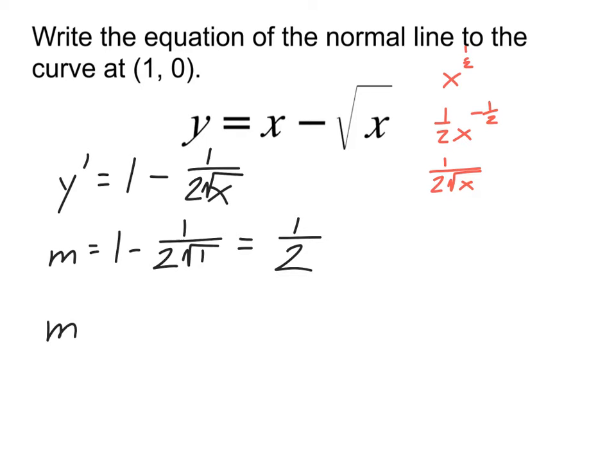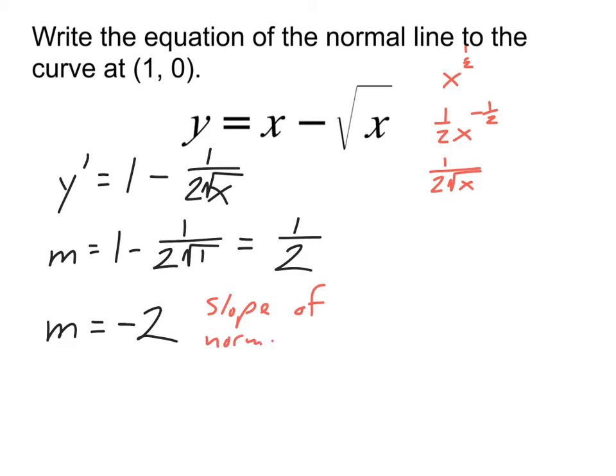So opposite means I make it negative because it was positive. Basically flip the sign. If it was negative, I would have made it positive there. And reciprocal means flip the fraction. So 1 over 2 becomes 2 over 1. Of course, 2 over 1 just equals 2. And so the slope of my normal line is negative 2.